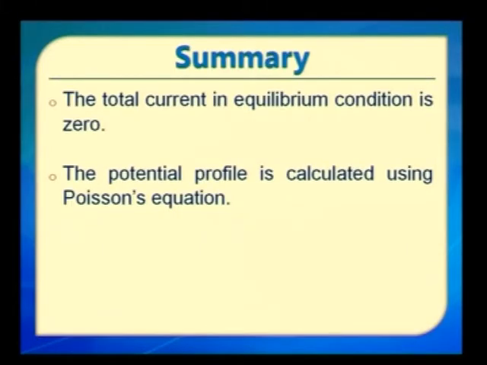The total current in equilibrium condition should be 0. The potential profile is calculated using Poisson's equation. Poisson's equation plays a very important role in evaluating what is called the contact potential, and again the potential profile, the value of theta 1, theta 2. Whenever we want to evaluate the potential theta 1, theta 2, we make use of Poisson's equation, because it connects the charge density and the potential.